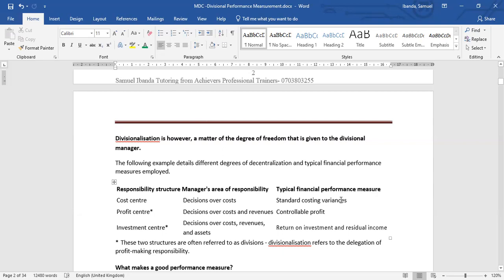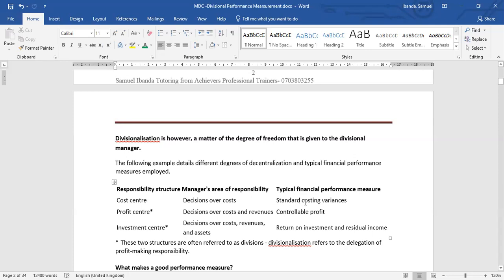And what this means is that if, for example, we are saying a branch is a cost center, and we are trying to look at maybe the salary cost, ours is to look at what is the standard salary cost, basically what would be the typical salary cost for that branch and how much have they spent.